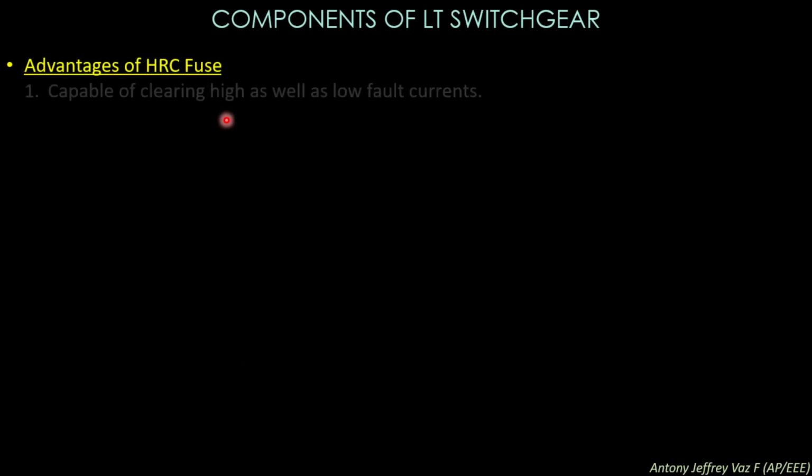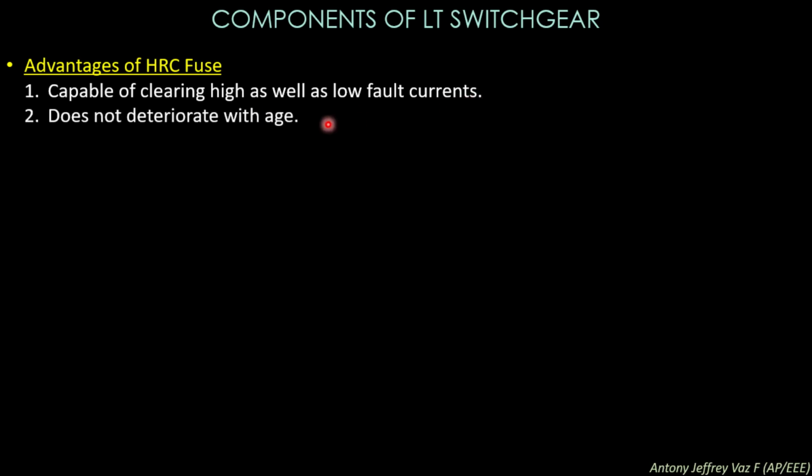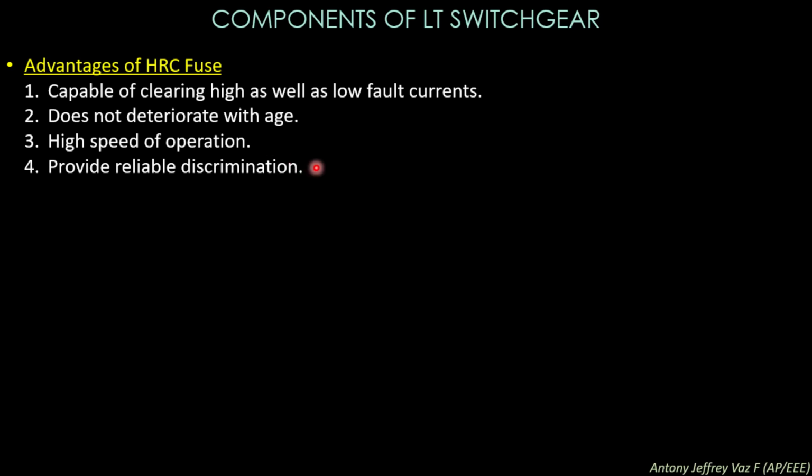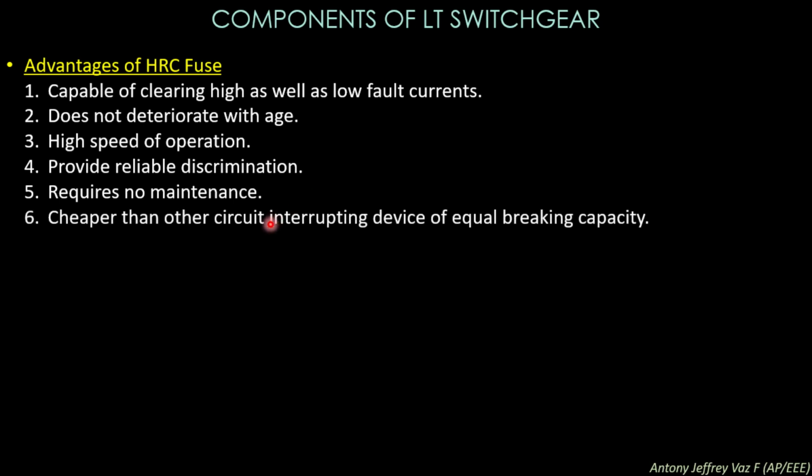The advantages of HRC fuses are: capable of clearing high as well as low fault currents; does not deteriorate with age because the fuse element is present inside the cartridge, so the age of the fuse element will not deteriorate; high speed of operation; provides reliable discrimination; and requires no maintenance. It is cheaper than other circuit interrupting devices of equal breaking capacity. So in comparison with a circuit breaker, the HRC fuse is cheaper.